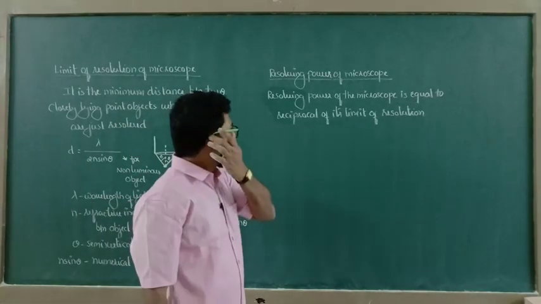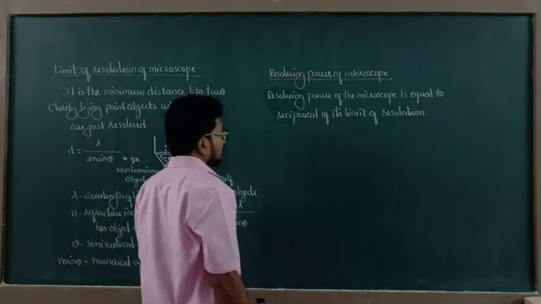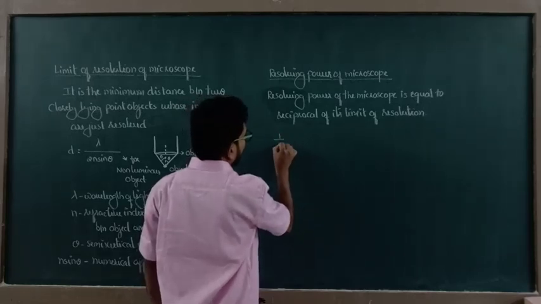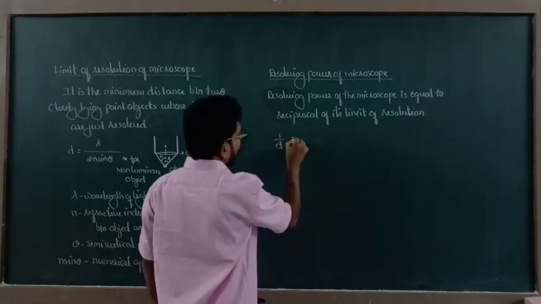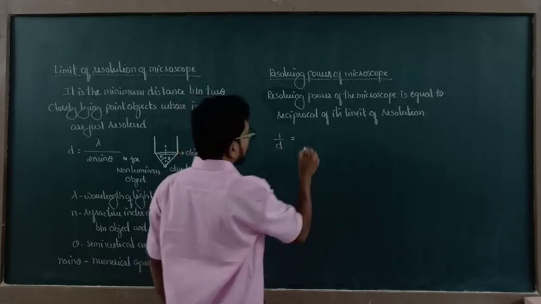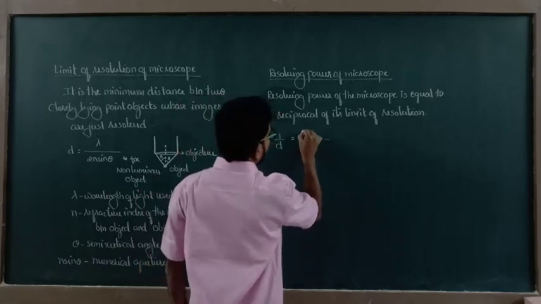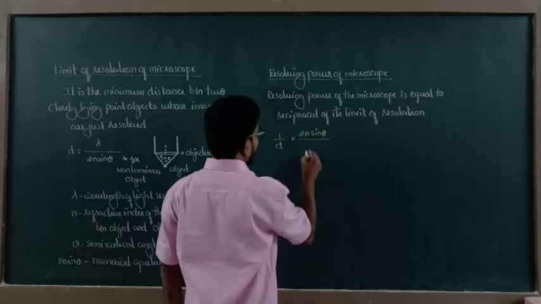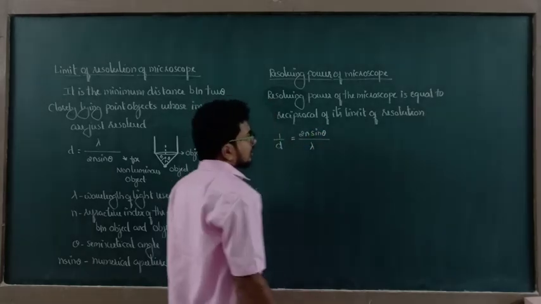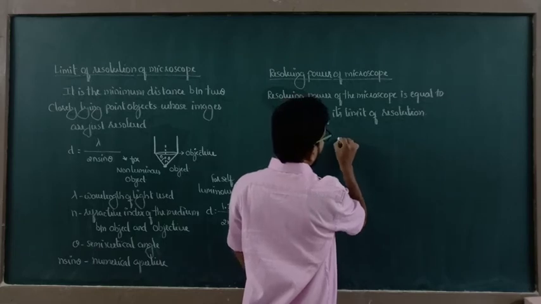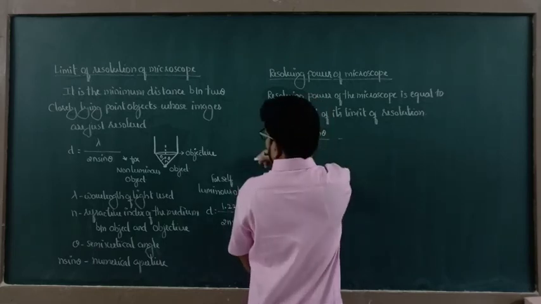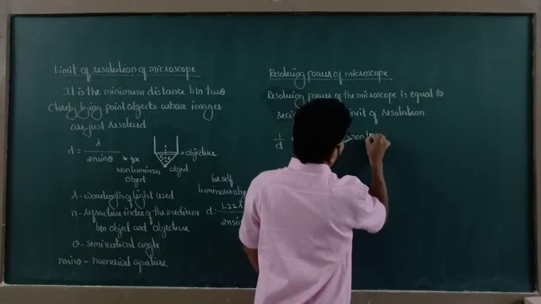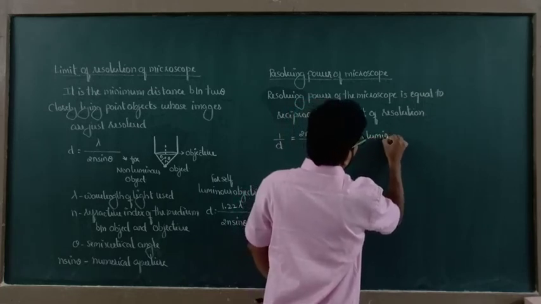So the reciprocal of limit of resolution is equal to 1 by d. Reciprocal 1 by d is equal to 2n sin theta divided by lambda. So this is for non-luminous objects.